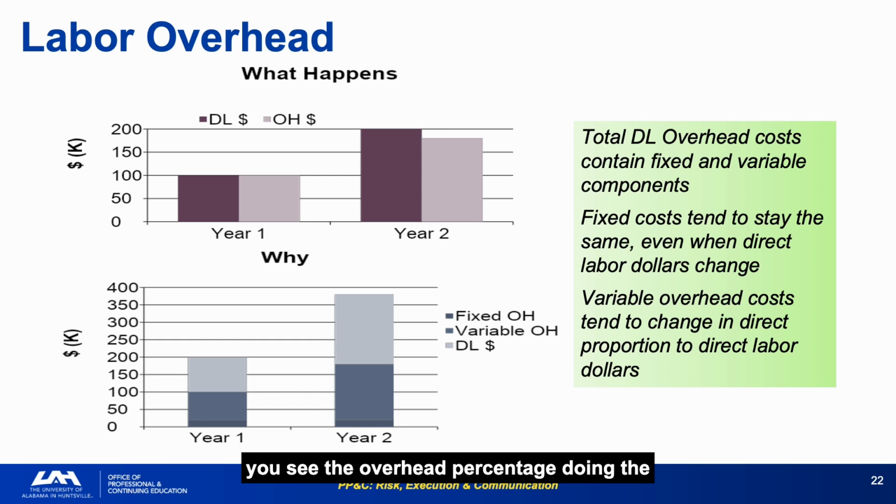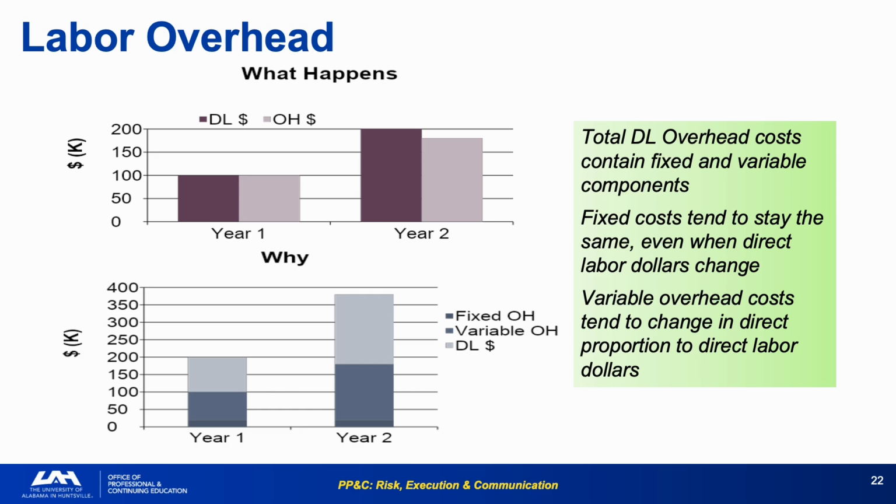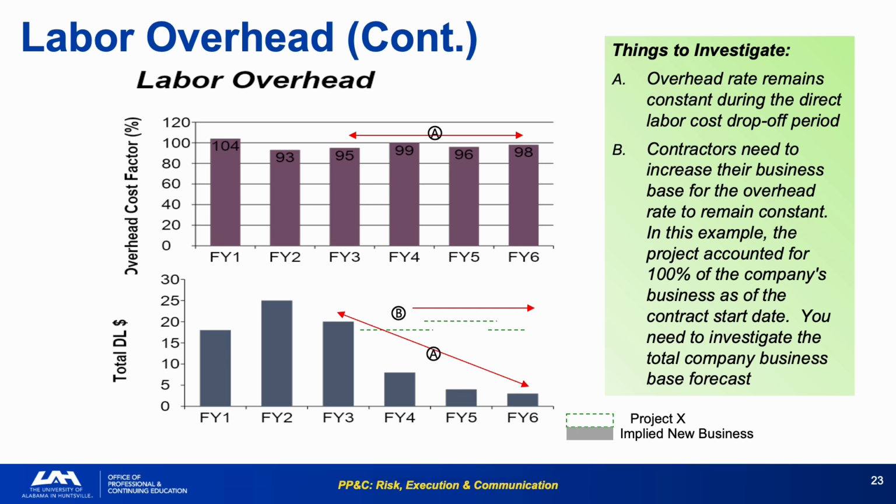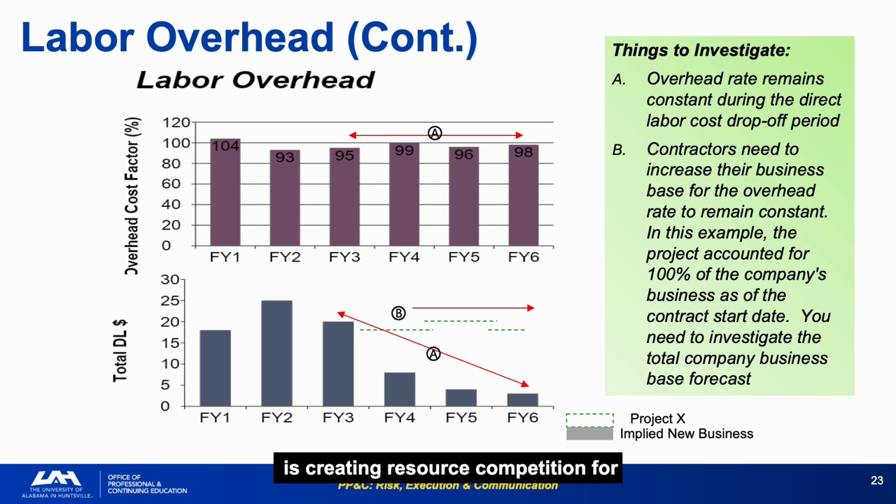When you see the overhead percentage doing the opposite, that is when to ask questions. When the overhead rate remains constant during a direct labor drop-off period, which is the opposite of expected behavior, it means the contractor's total business base must be growing to compensate. In this example, the project was 100% of the contractor's business base at the start. As the project winds down, if overhead rates hold steady, new business must be coming in, and you need to understand what that business is and whether it is creating resource competition for your program.